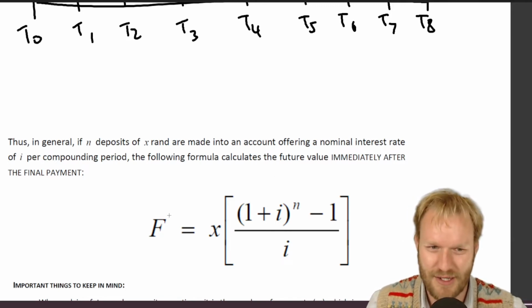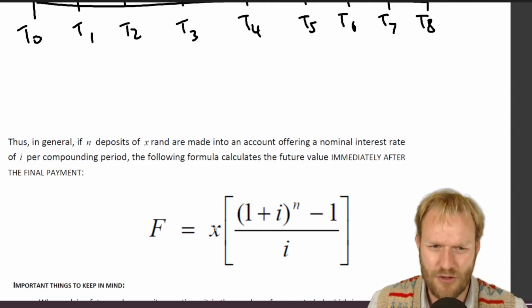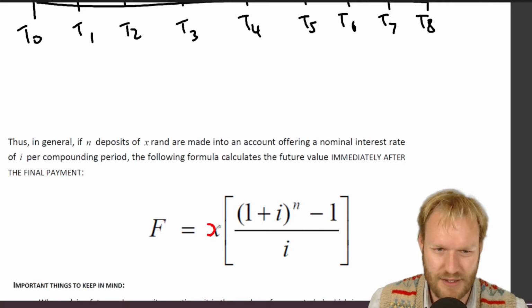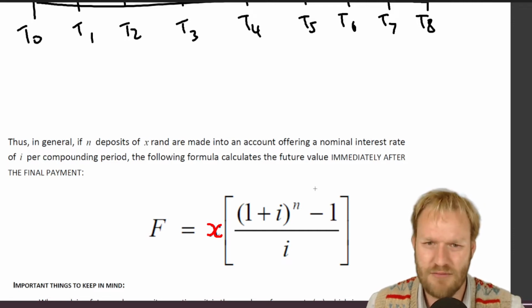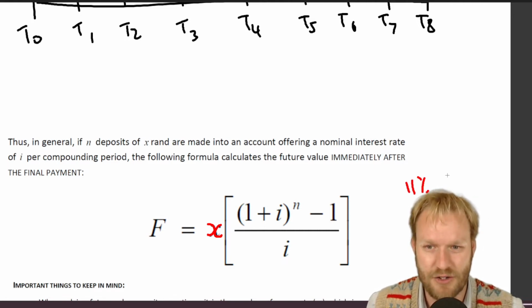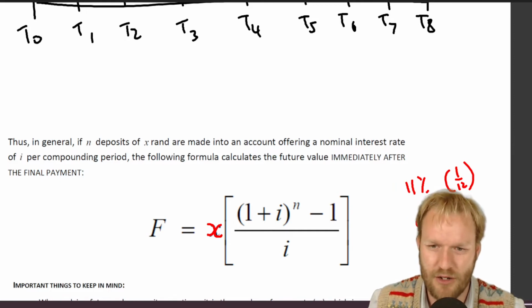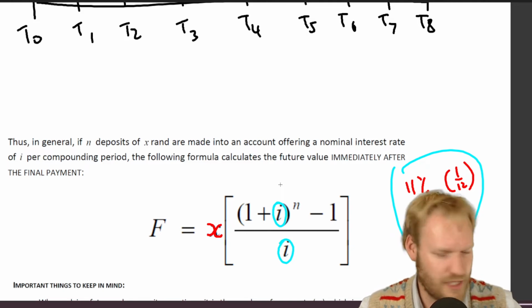So we're used to most of the things here. Future, what's this going to grow to? And the new thing is that there's this x that you're putting in every single time. I is still the interest rate, n the number of compounding periods, and remember I still works the same way: if it's 11% compounded monthly, then we've got 0.11 over 12. So that bit is still going to apply to our interest rate.